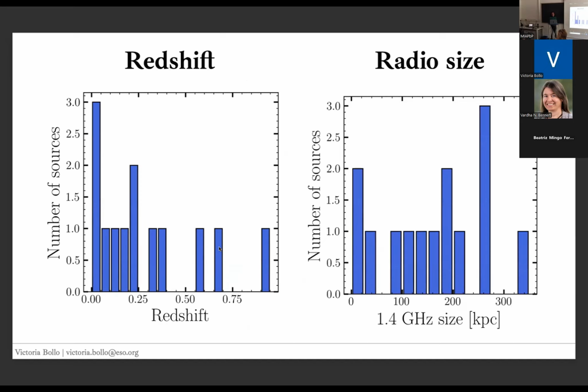There are some radio counterparts for these sources. These sources have also been observed in radio surveys. So we were able to constrain their size at 1.4 gigahertz. I think this was using VLA observations. And you can see that most of our sample surpasses 100 kiloparsecs of size. So this would indicate that these sources have very extended emission in radio.